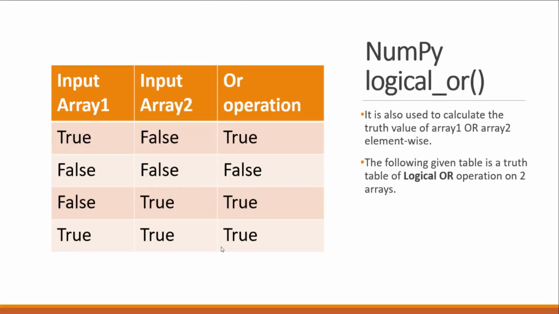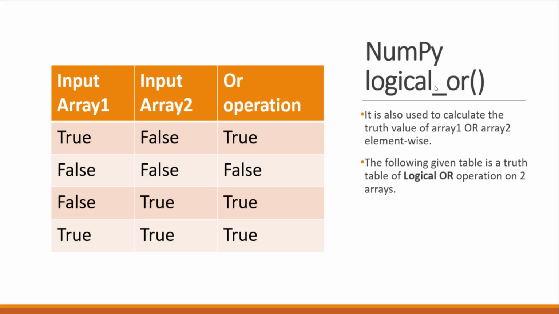Now we will understand our next function, that is the numpy.logical_or function. This function is used to calculate the truth value of array 1 or array 2 element wise. The important thing is that the arrays must have the same shape. The following table is the truth table of logical OR operations on two arrays. If the input array 1 value is true, and the input array 2 value is false, then it will return a true value. In the same way, if the value is false in input array 1 and the input array 2 value is false, then it will return a false value.